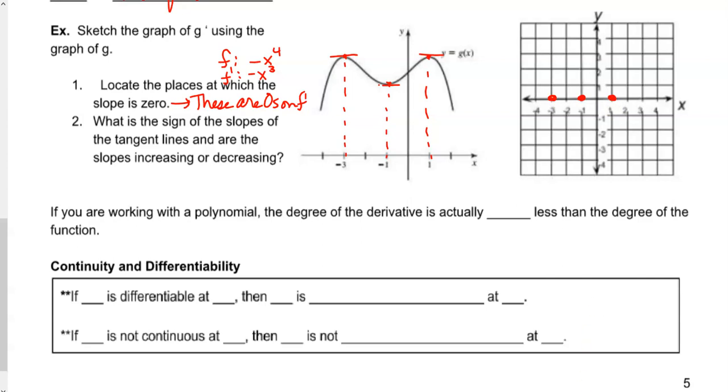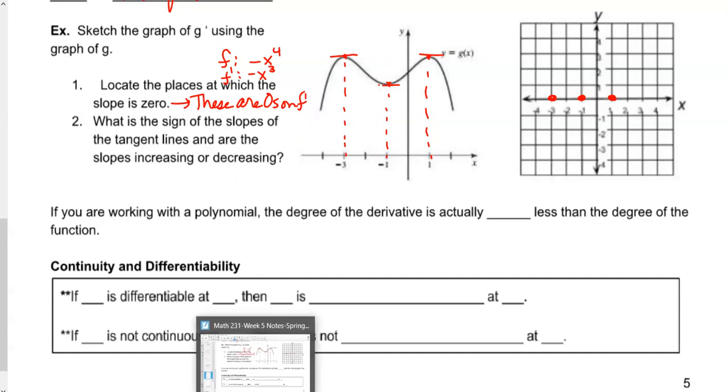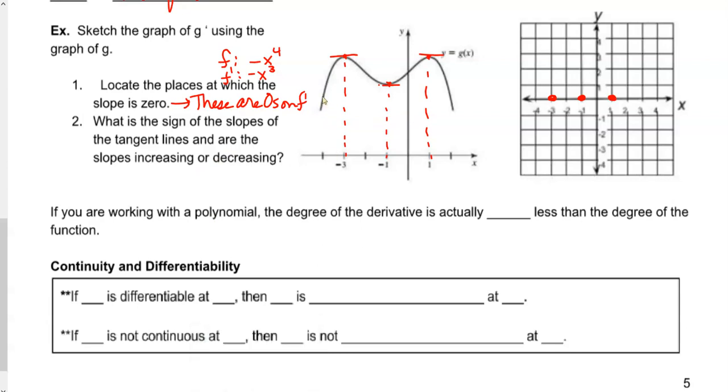Now, what is the sign of the slopes of the tangent lines on either side of that, and are the slopes increasing or decreasing? So what does that mean? Well, first off, if I choose this point, I have a very steep tangent line. Call it 3 or 4 or 5, because it's very, very steep. I go up 4 and over 1. That would be kind of a sign there.